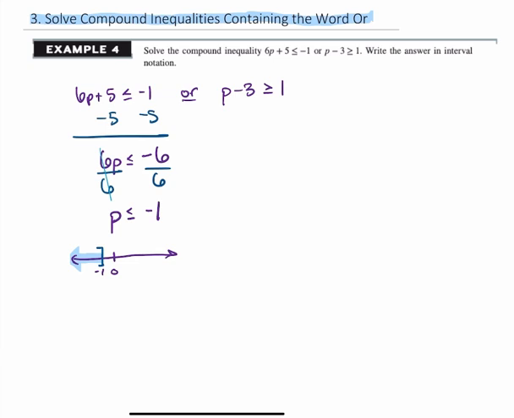And then our second statement, we have p minus 3 is greater than or equal to +1. So let's add the 3 to both sides. So we'll get p is greater than or equal to +4. So let's think about that one. So 0, 1, 2, 3, 4. So everything greater than or equal to, so let's include the 4. This would be everything greater.